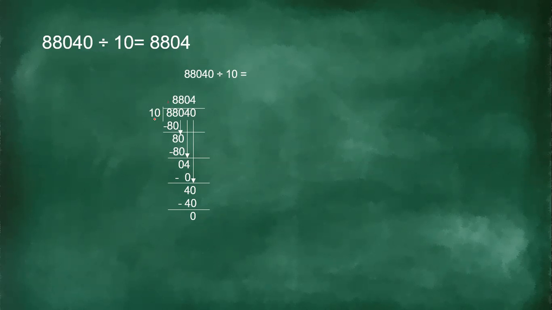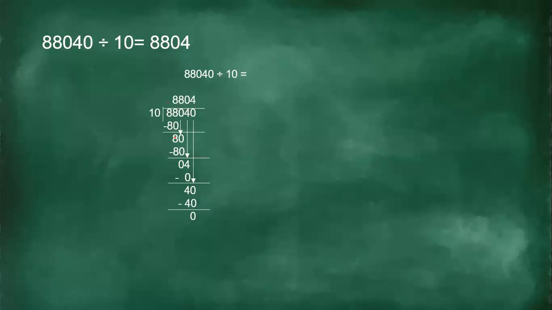Then I said, what is 10 into 88? Which goes 8 times. So I put an 8 there, and then I said 8 times 10 is 80. So I put that under the 88 and drew a line. Then I subtracted 88 minus 80, which equals 8.